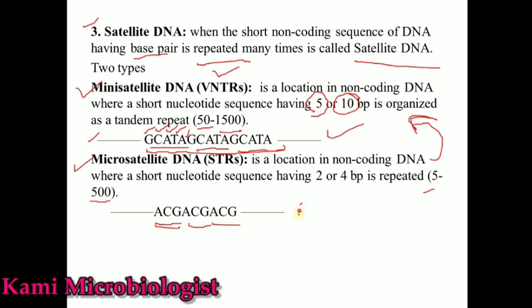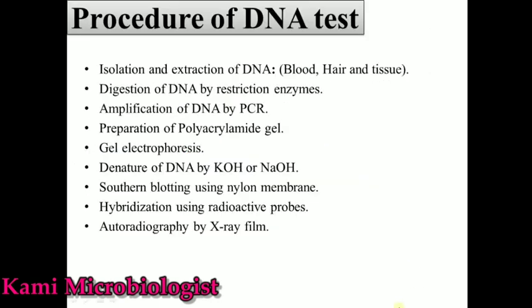And again, this sequence is not similar in another person's DNA. Let's suppose there is DNA 1, so DNA 2 will be different from it. Although they have the same sequences, the repetition will be different. If it is repeated 10 times, the other will be repeated 20 times, the other 6 times. So the repetition is different from person to person. That's how we can identify one person from another person, through these repetition sequences of the DNA. Now let's talk about the procedure of DNA fingerprinting or DNA test.